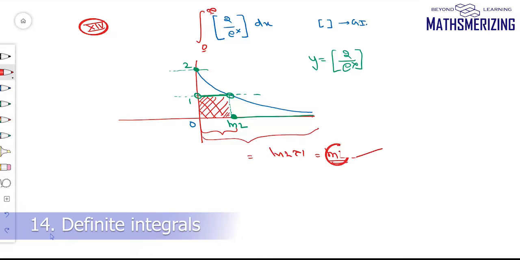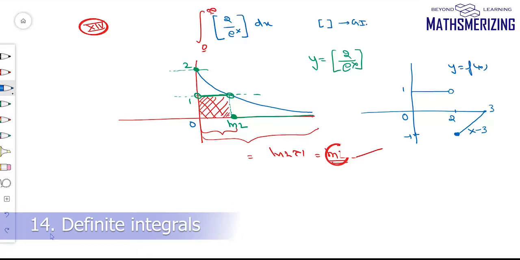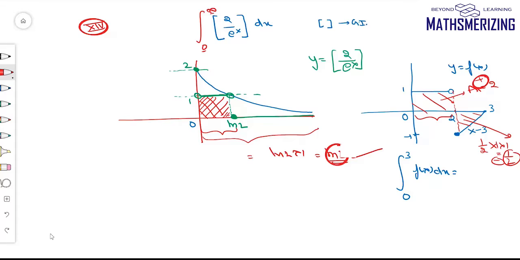So the value of this definite integral is log 2. I'll take another example also. Suppose I have this function y is equal to f(x), and I need to find the integral of this function from 0 to 3 of f(x) dx. Now again, when I look at this function, I see this rectangle and I see this small triangle. So the value of this definite integral is 2 minus 1 by 2, which is 3 by 2.